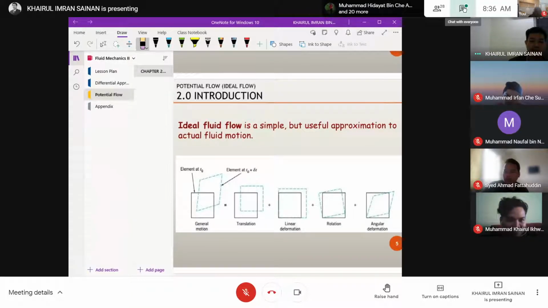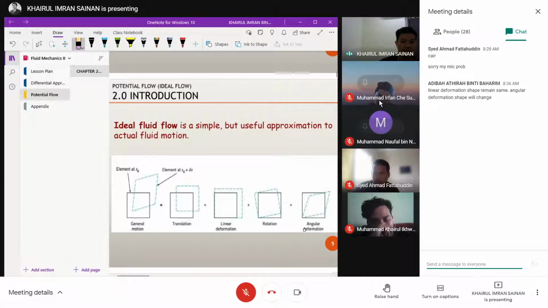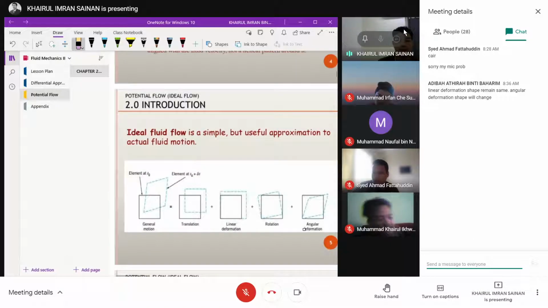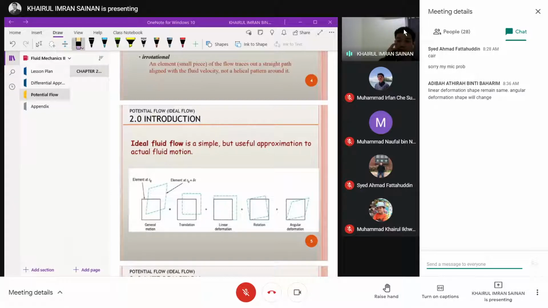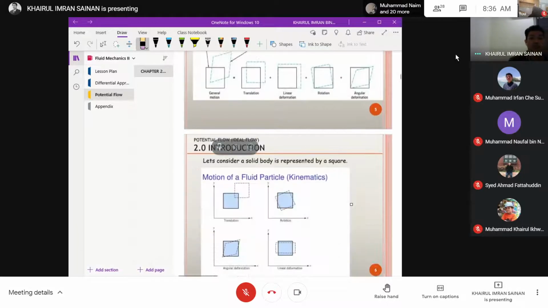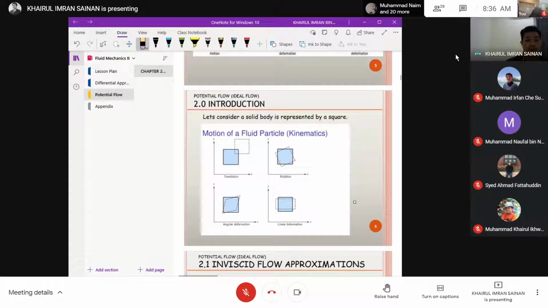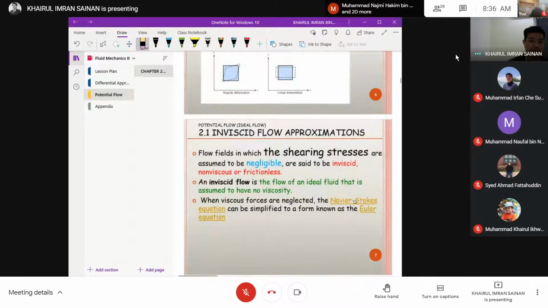Okay. Now, switch on your camera, find camera and set up. Okay, so those are the movements of fluids. Based on what Adiba explained, in linear deformation the shape remains the same. In angular deformation the shape will change. How it looks is going to be changed, right? Yes, correct. Okay. So next we talk about non-viscous flow.